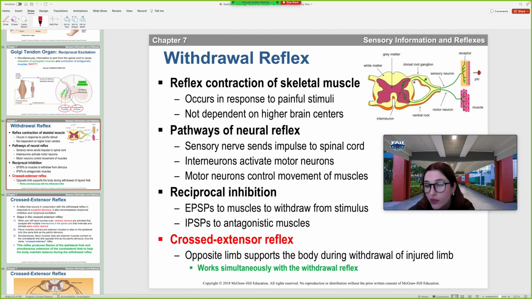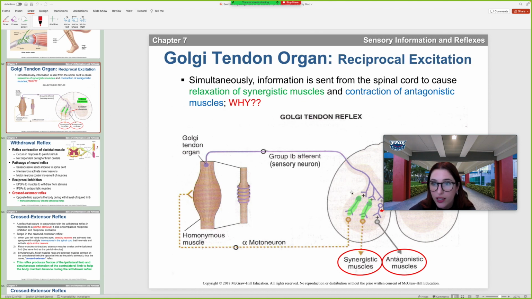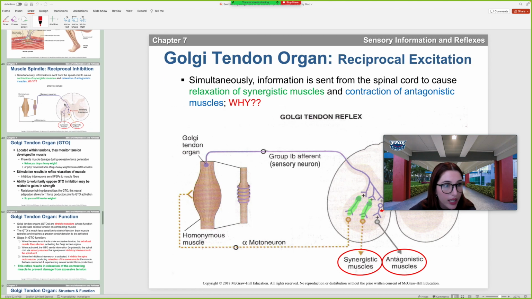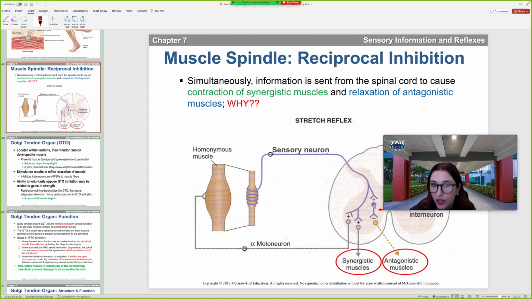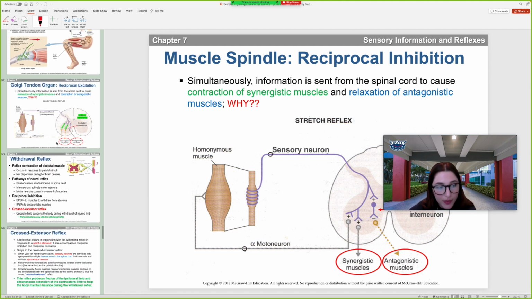Okay? So you don't really need to know what everything up here is called or whatever, but I do want you to know that these interneurons are playing a role, right? We have interneurons here with the GTO. We have interneurons here with the muscle spindle, right? They're just arranged a little bit different in different types of interneurons.